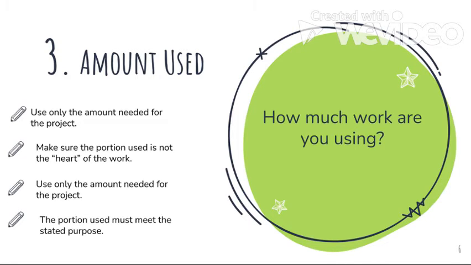The next fair use factor is the amount used, or how much work you are going to be using. When thinking about this, think about these 4 things. Use only the amount needed for the project. Make sure the portion used is not the heart of the work or something that's going to give the story away. Use only the amount needed for the project, and the portion used must meet the stated purpose, such as a comedy or parody, educational purposes, or reporting the news.